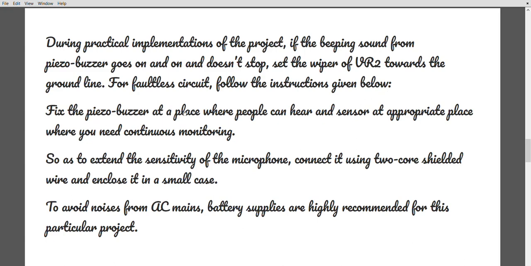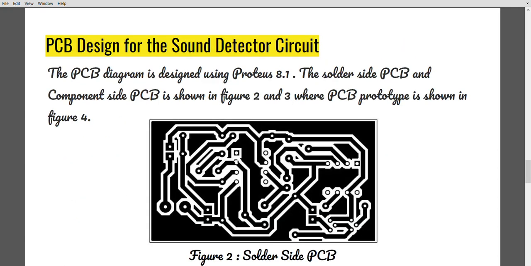Fix the piezo buzzer at a place where people can hear it, and the sensor at the appropriate place where you need continuous monitoring. This is the first point we have to follow for a faultless circuit. Then, so as to extend the sensitivity of the microphone, connect it using 2-core shielded wire and enclose it in a small case. This is the second point. After that, to avoid noises from AC mains, battery supplies are highly recommended for this particular project.